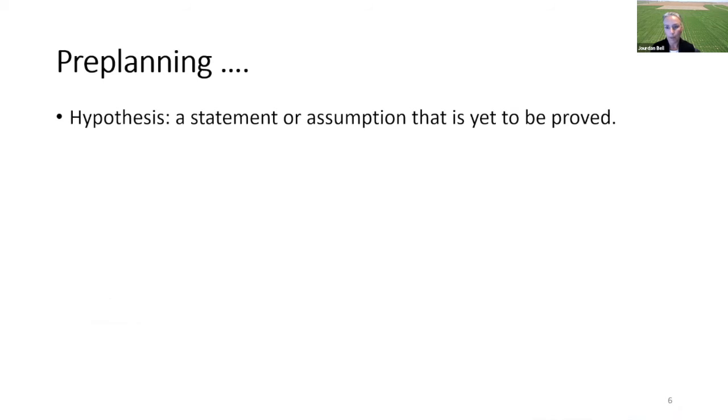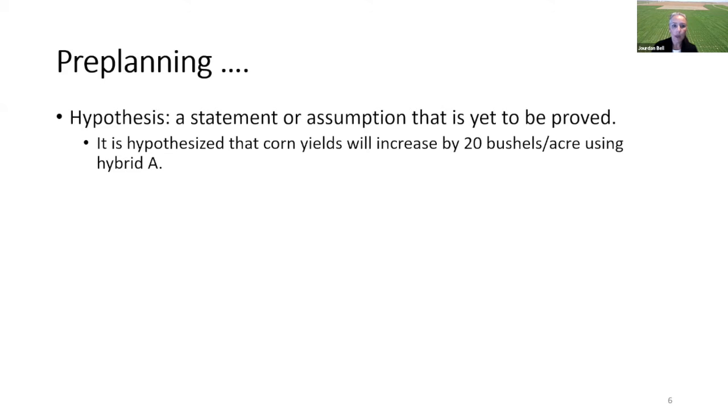So a hypothesis, this is a statement or assumption that is yet to be proved. And we all hypothesize daily, based off of just what we think, what we feel, based off of previous assumptions. We have a hypothesis about what we think is going to happen. And some of our hypotheses are very biased, because of marketing. That's the goal of marketing, is to bias our hypotheses. So for example, if I'm looking at a hybrid of corn, it is hypothesized that corn yields will increase by 20 bushels per acre using hybrid A.